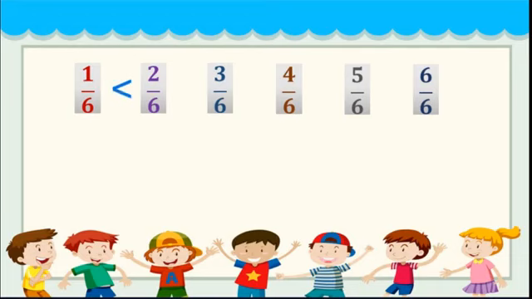Isn't it? 2 colored parts are less than 3 colored parts. Isn't it? The area is less. Correct? Now 3 parts are less than 4 parts, and 4 parts are less than 5 parts, and 5 parts are less than the whole, or 6 parts.